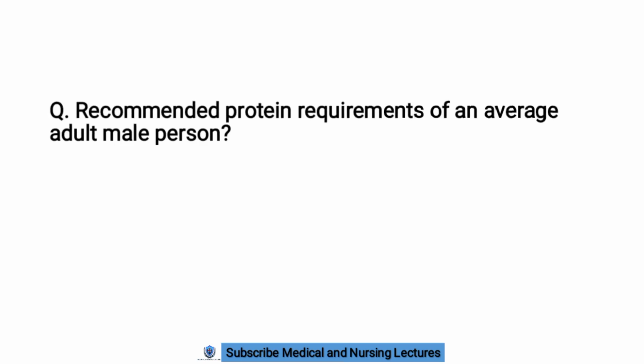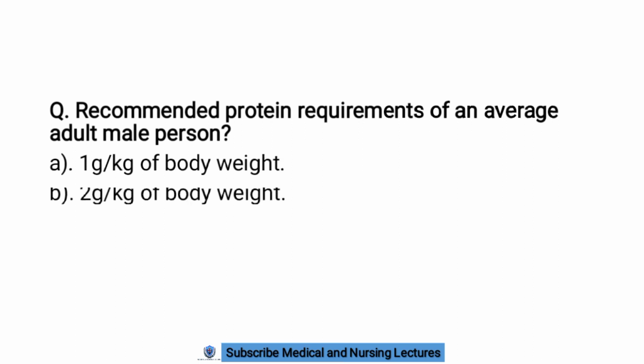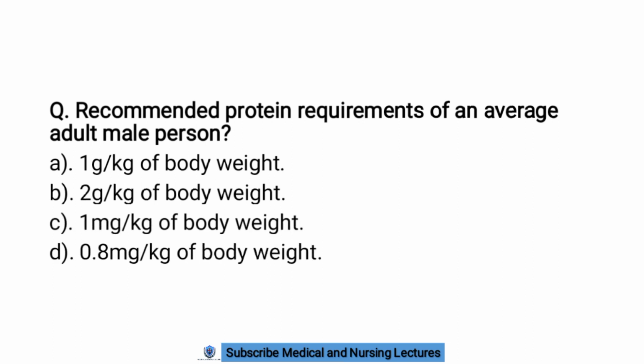Recommended protein requirement of an average adult male person: 1 gram per kg of body weight, 2 gram per kg of body weight, 1 milligram per kg of body weight. The last option is 0.8 mg per kg of body weight. So here the correct option is option C, 1 mg per kg of body weight.